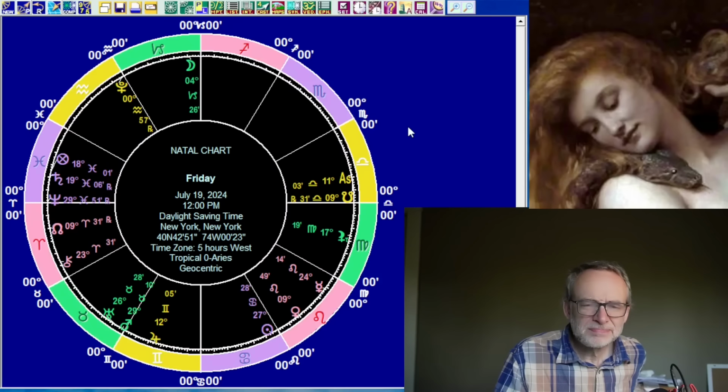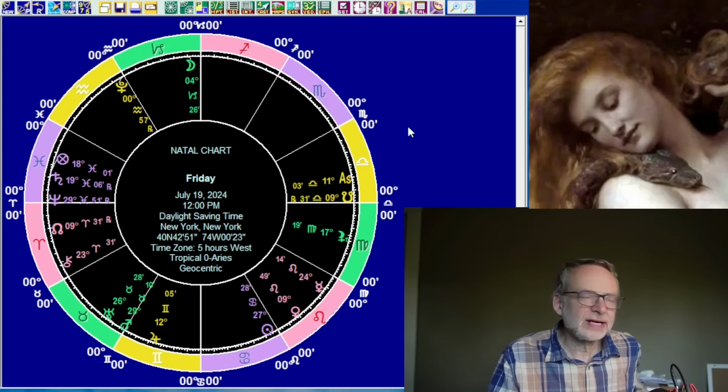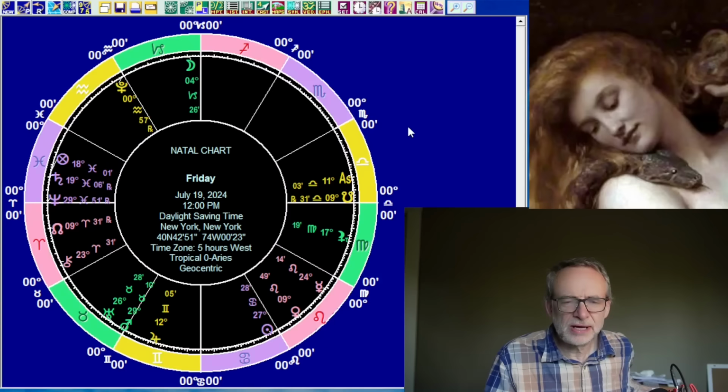You're going to be able to be yourself more. I mean, you're already yourself. Things are already starting to move, but I think that Mars moving into Gemini could make a really big difference to you.